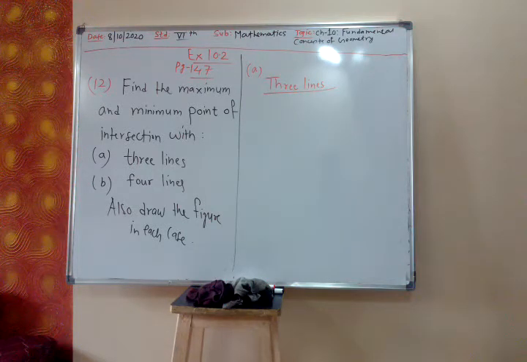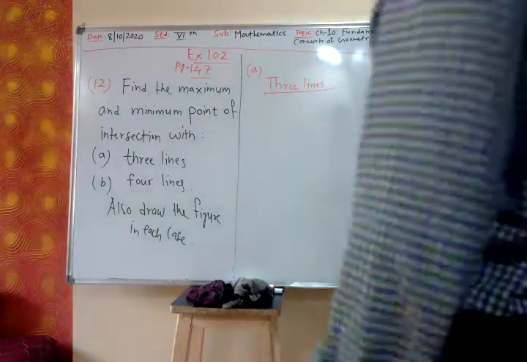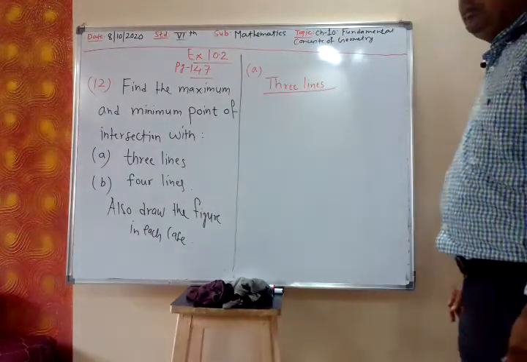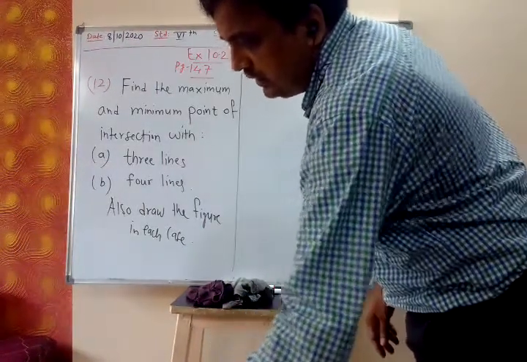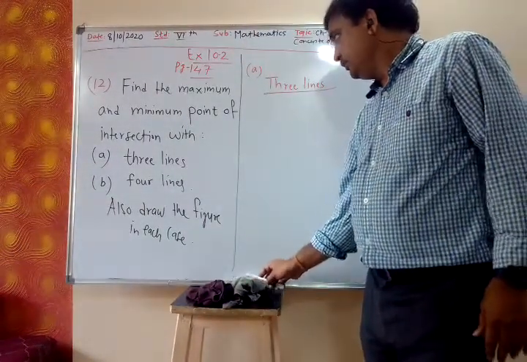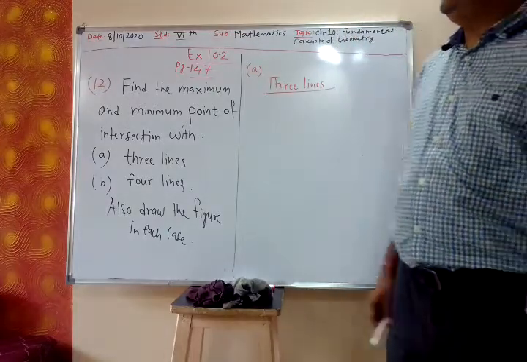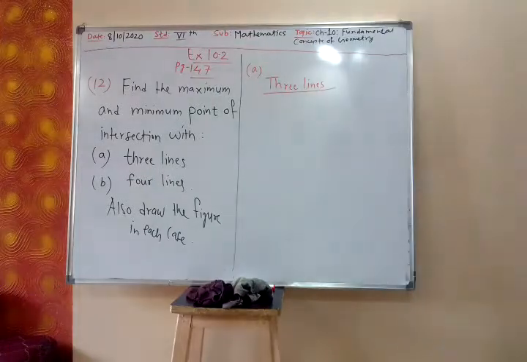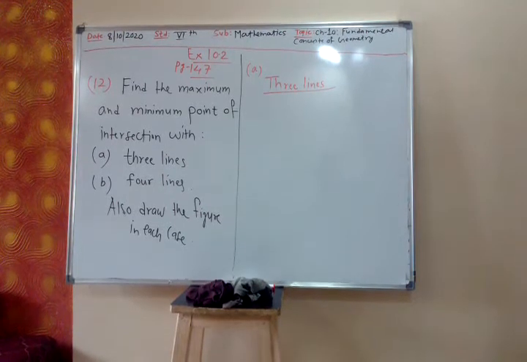Find the maximum and minimum point of intersection with 3 lines and 4 lines. Question number 12: find the maximum and minimum point of intersection with 3 lines. Part B is 4 lines. Also draw the figure in each case.